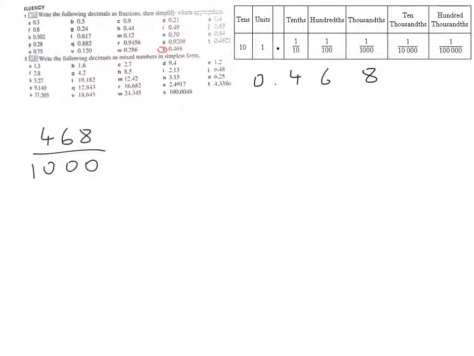Okay, now the question is asking us to simplify where appropriate. We know that the last two digits of both the numerator and the denominator are even. That means that we know definitely the number 2 will go into both numbers equally. So let's work that out. So we know that 1000 divided by 2 is 500. So what's 468 divided by 2? Well, let's have a look.